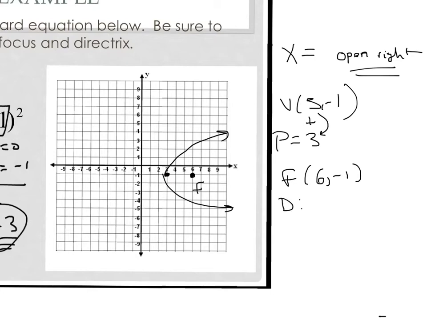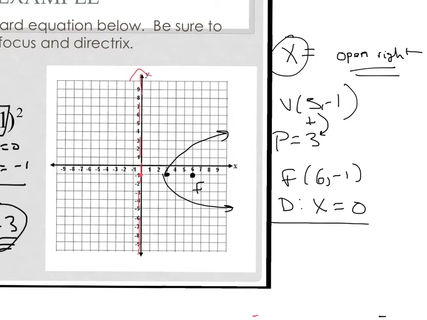My directrix, remember, is going to be an equation of a line. And it's an x equal to equation, so it's going to be x is equal to the directrix. And in order to find the directrix, I just move 1, 2, 3 units back. I'm going to go ahead and plot a point here, and that just gives me a reference to where I should be drawing my line. And I got this dashed red line right where x is equal to 0.